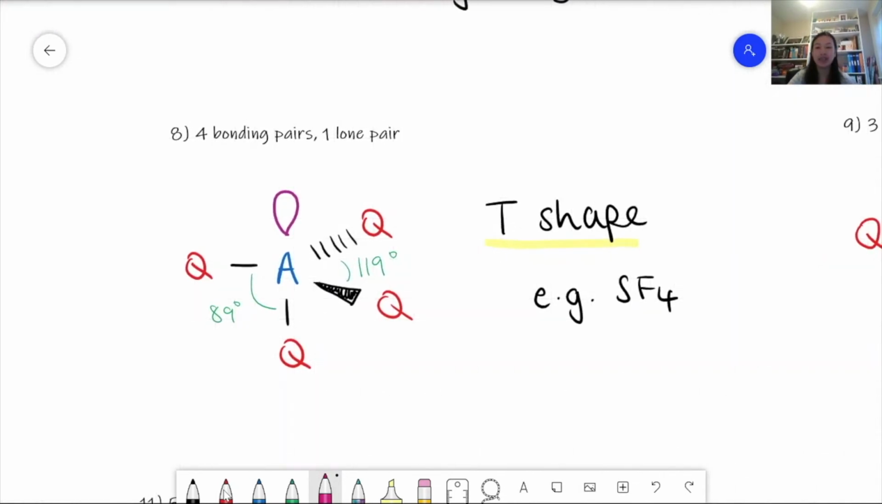And the next one is 4 bonding pairs and 1 lone pair. So we have the lone pair at the top and then the 4 bonding pairs. So this is kind of similar, but we've lost one of the atoms at the top, and this plane here is slightly closer to the bottom. So that's why this angle here is decreased by 1 degree. It's now 89 degrees. And this has also decreased by 1 degree, so it's 119 degrees. And we call this T shape, which kind of makes sense because it kind of looks like a T.